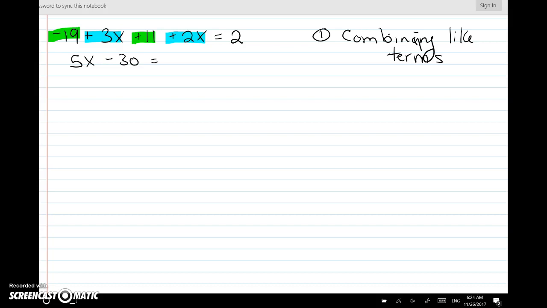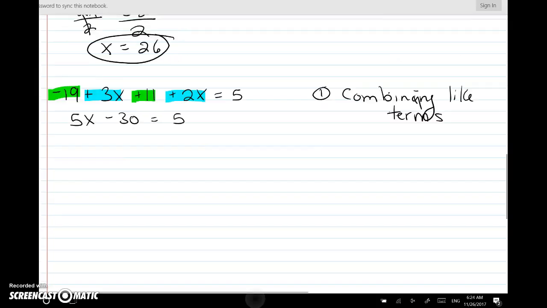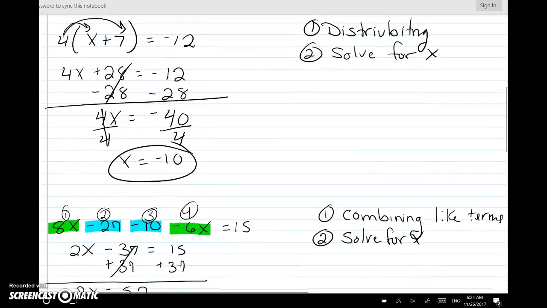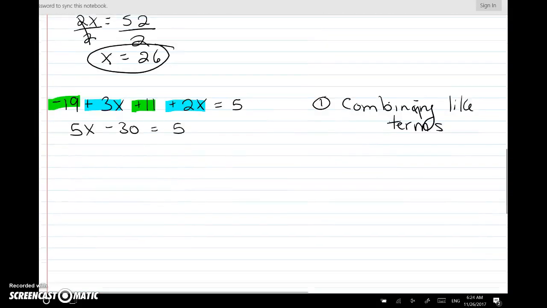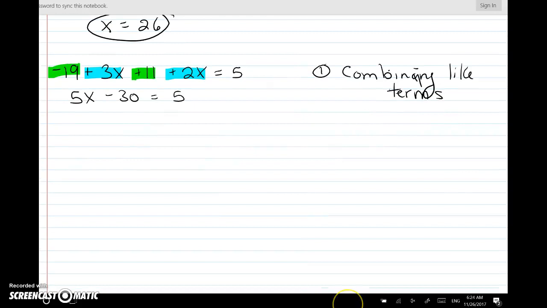equals 2. Oh, sorry, I wanted it to equal 5. Sorry about that. Now, I put my variable first most of the time. That's just habit. If you look up here, I have my variable first, then up here, variable first. It doesn't matter. You could have this as negative 8 plus 5x equals 5. It'll come out to be the same thing. So whatever makes you happy, whatever makes more sense in your head, that's what you should do.